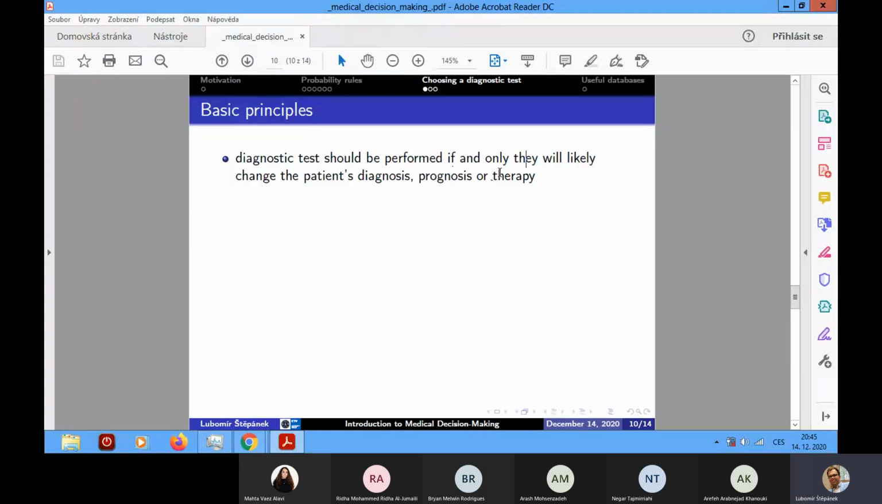to prognosis or therapy strategy, there is no reason to do any diagnostic test. It will be only a kind of academic examination, something like this. There's no pragmatic reason to do it.